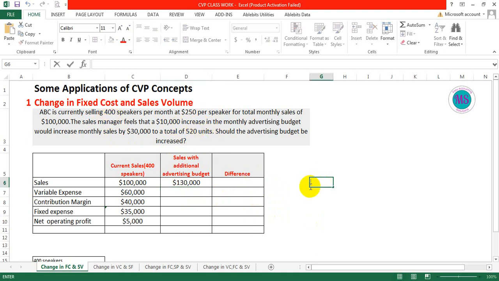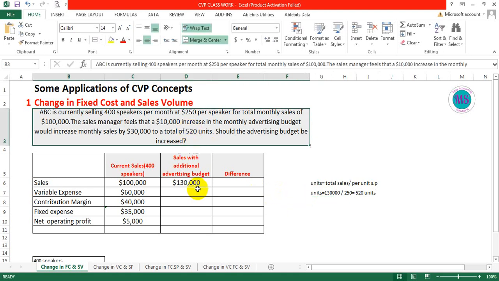How can we calculate this? You can calculate it this way: units equal total sales divided by per unit selling price. It is mentioned here, but if it is not given, you can calculate it. Total sale is 1,30,000 divided by the selling price of 250. So what did we get? 520 units. Here they have already mentioned 520 units.